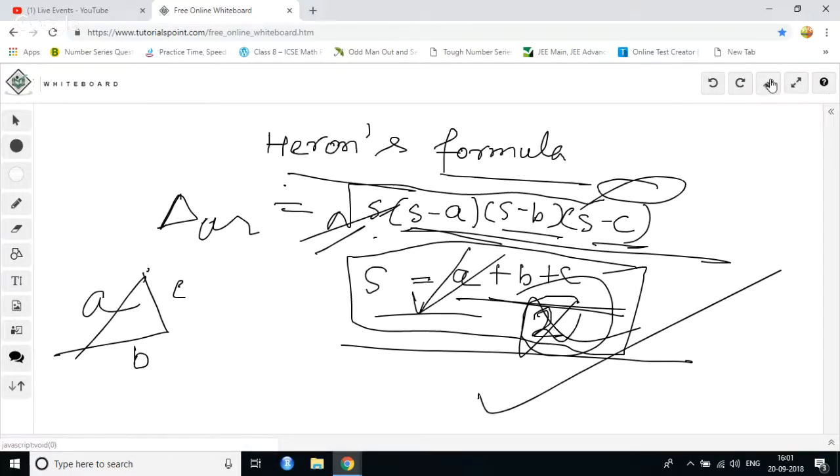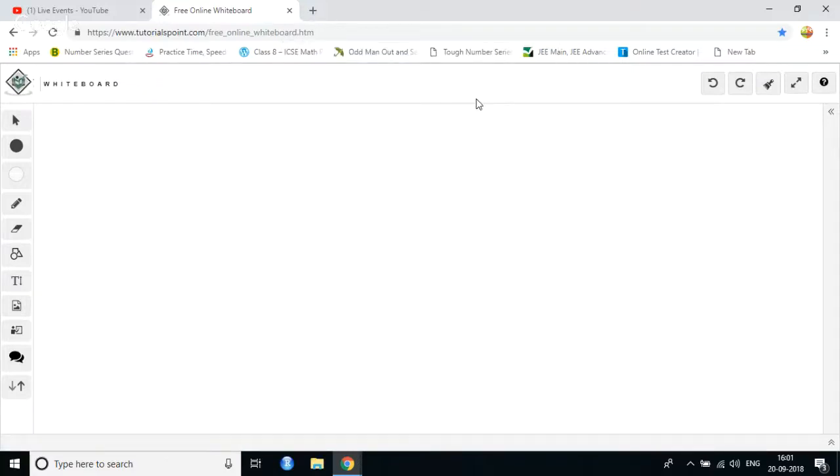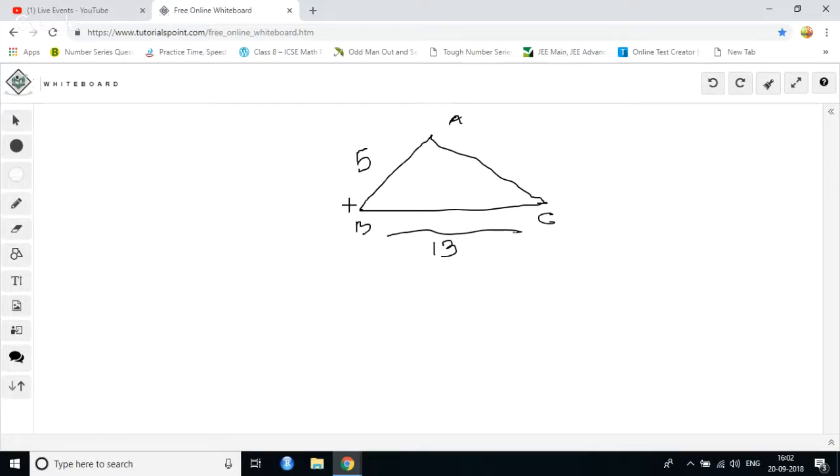So now let me solve a few questions. The first question I am solving is this. There is a triangle like this, so this is A, this is B, this is C. It has been given like this: this is 13, this is 5, and this is 12. Now this is the perpendicular drawn. I'm marking it P. This P is perpendicular to the base BC.